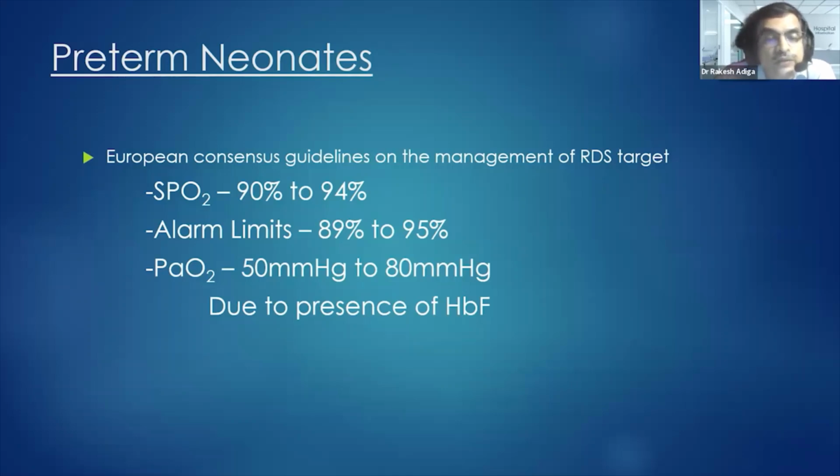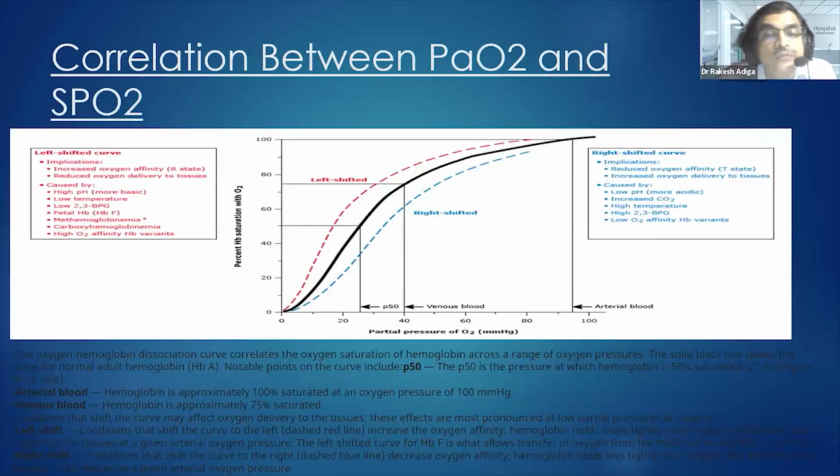Due to presence of HbF, the target is 10 millimeter lower than in normal infants. In normal infants, we tell hypoxia at around 60 millimeter of mercury. The reason is again the sigmoid curve in HbF. Especially preterm babies have more hemoglobin F.